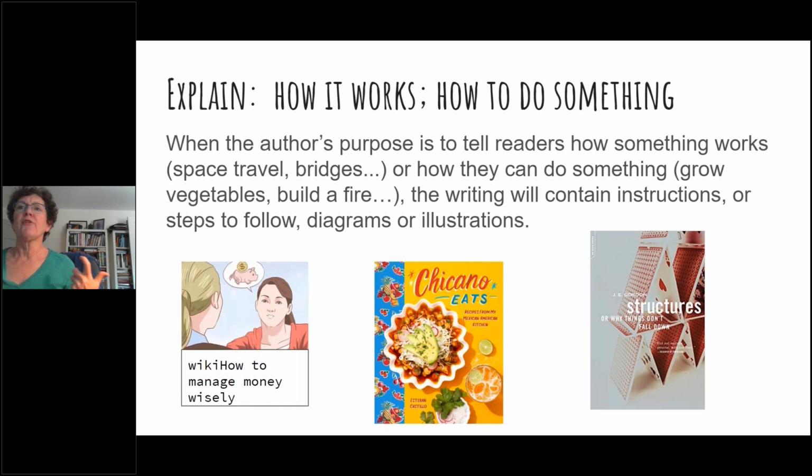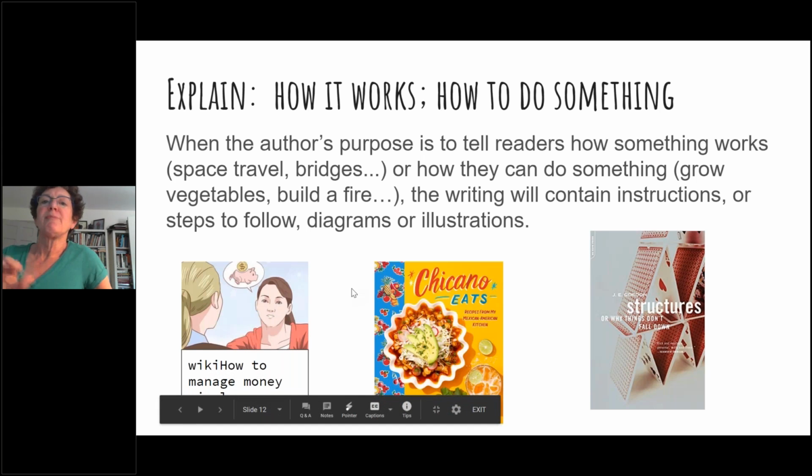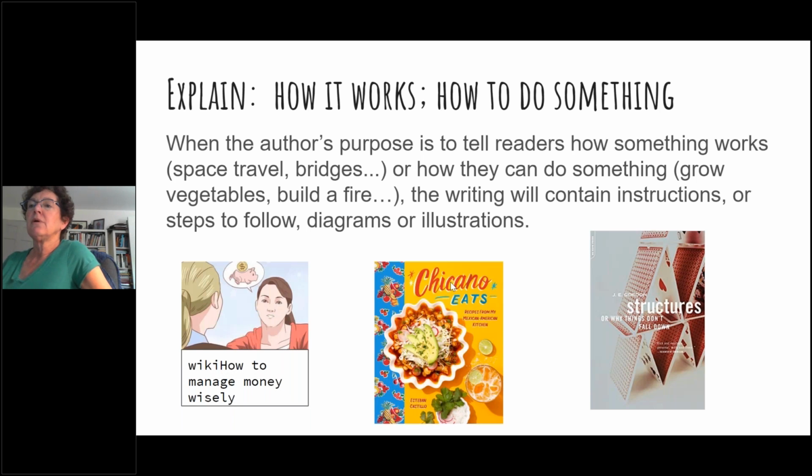So if the author is trying to tell us how something works, like space travel or bridges, or how you can do something like grow vegetables or build a fire, the writing will contain instructions or steps to follow or diagrams or illustrations. So things like using WikiHow, which explains how to do almost anything, or a recipe book, or even this book called Structures or Why Things Don't Fall Down. So it's explaining to us how engineers create things so that they stand up, which is a fascinating subject.